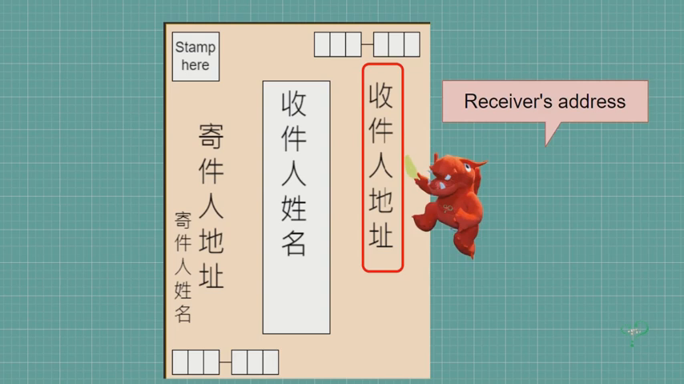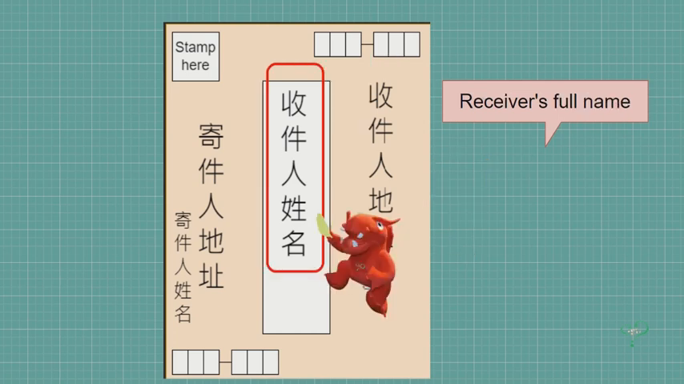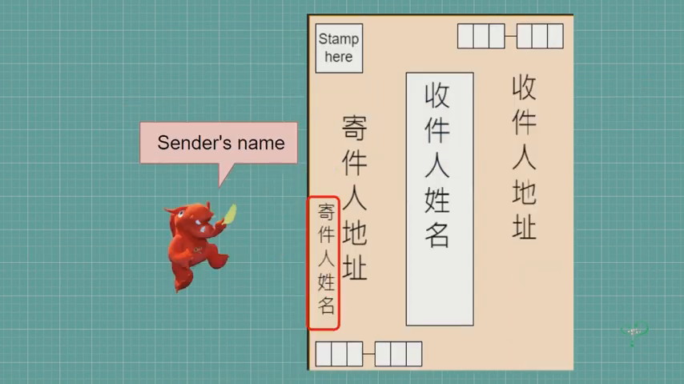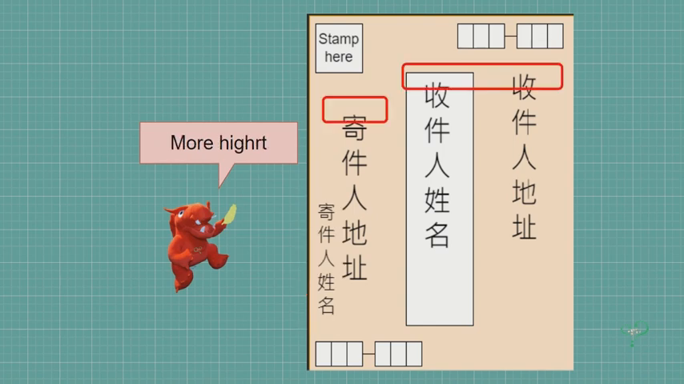So the right one is receiver address, and the center is receiver's full name. This one is sender's address and the sender's name. You can leave it blank, the name, not address. Have you noticed the receiver's address is higher than the sender's? It's a courtesy to show your respect for the receiver.